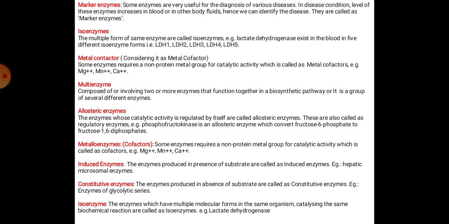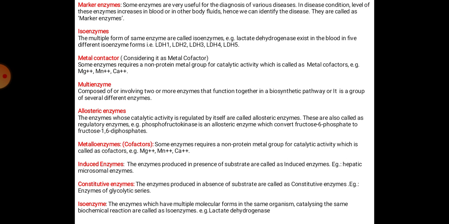Next is allosteric enzyme. An enzyme whose catalytic activity is regulated by itself is called an allosteric enzyme. These are also called regulatory enzymes. For example, phosphofructokinase is an allosteric enzyme which converts fructose 6-phosphate to fructose 1,6-bisphosphate. Next is metalloenzyme or cofactor. Some enzymes require a non-protein metal group for catalytic activity, which is called a cofactor.